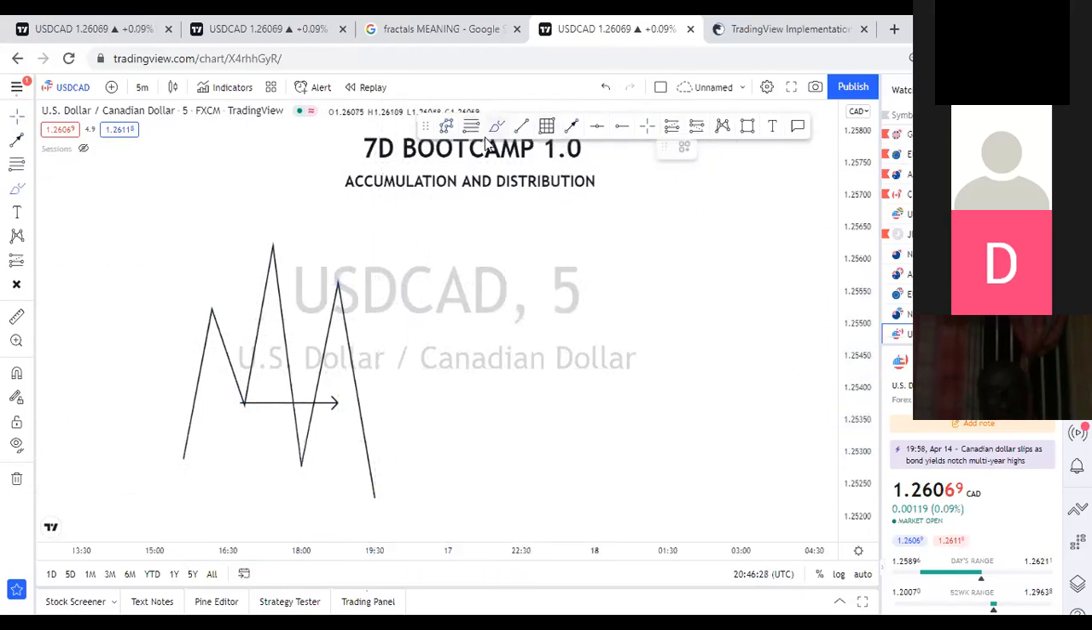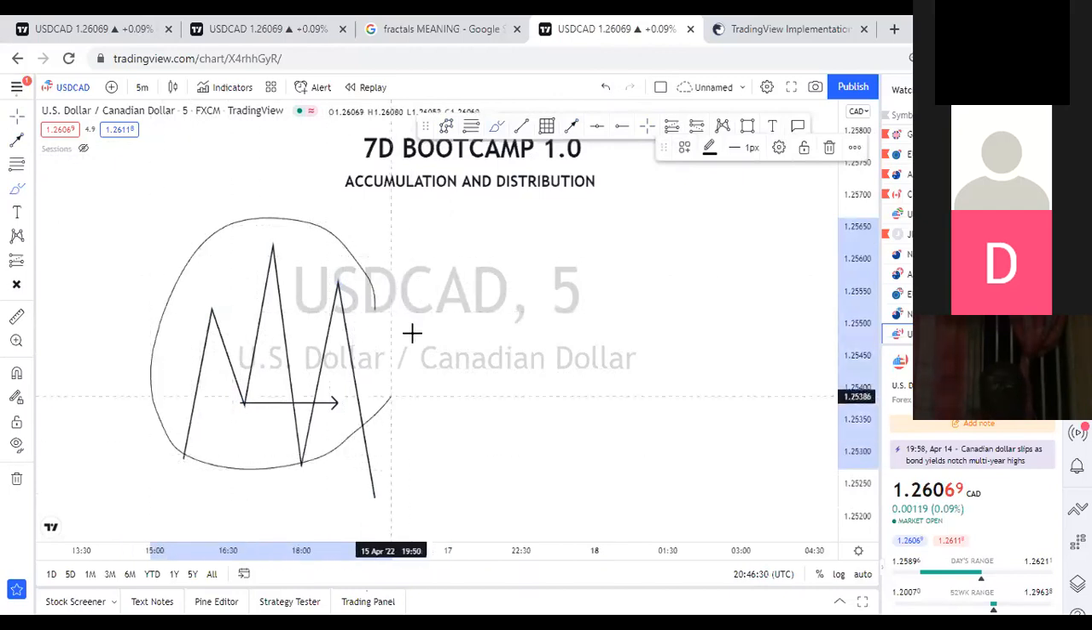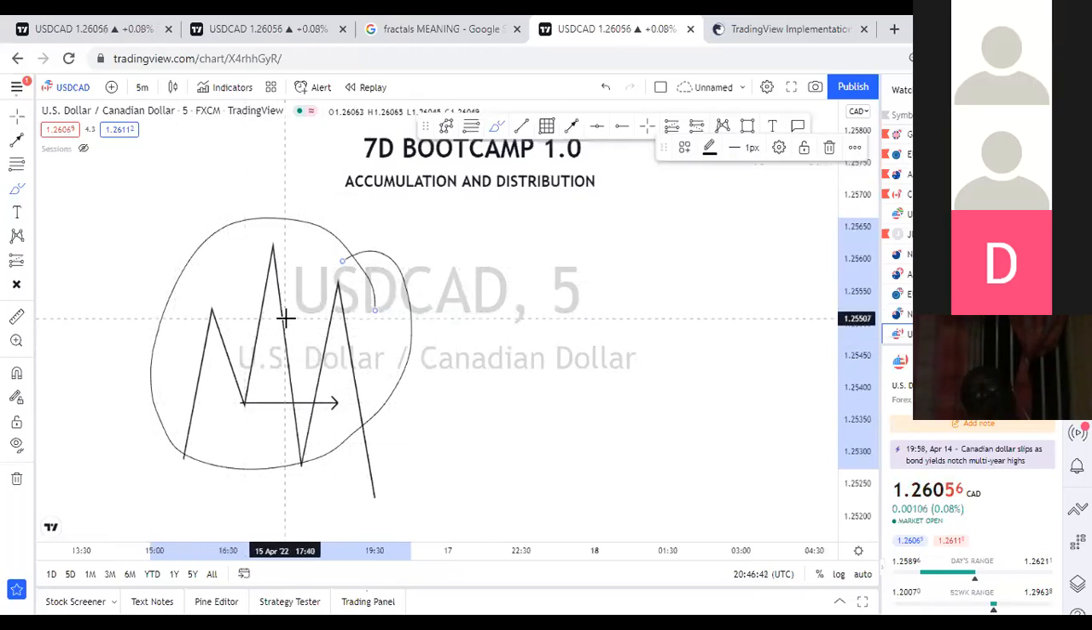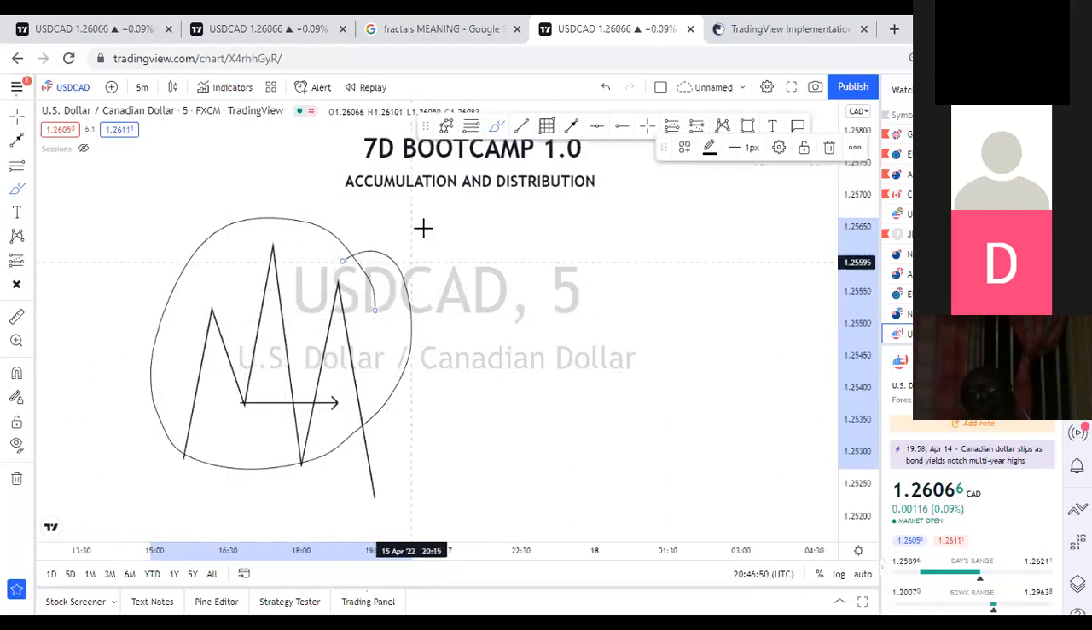Now, this entire thing happening here is what we call distribution. This that we have right here is what we call distribution.